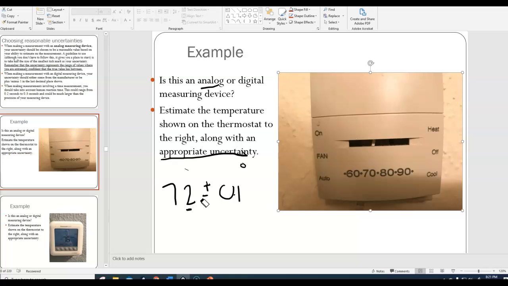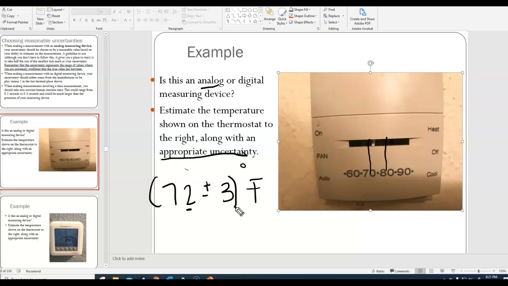Okay, so a reasonable uncertainty should be in the ones place, and I would say that if this is 70 and this is 80, I could be reasonably confident, just kind of looking at this, that the temperature may be within, I don't know, 3 to 4 degrees of whatever I say. Okay, so I would say 72 plus or minus 3 degrees Fahrenheit.